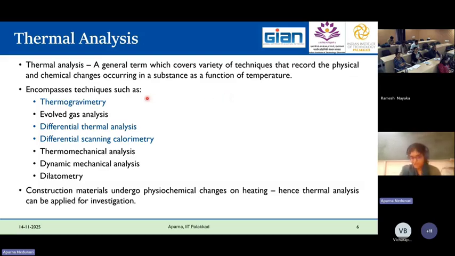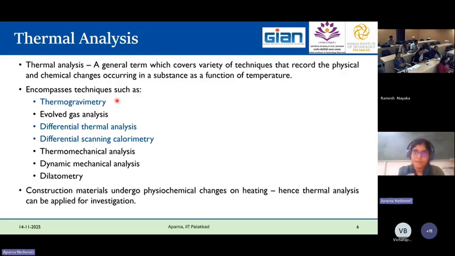There are several techniques like thermogravimetric analysis. In thermogravimetric analysis, we see the change in weight of the substance with change in temperature. And if there is a change in weight, it means there is some chemical or physical change happening within the system. Let us assume there is a chemical change, which means there is either decarbonation, dehydration, or decomposition of the system.